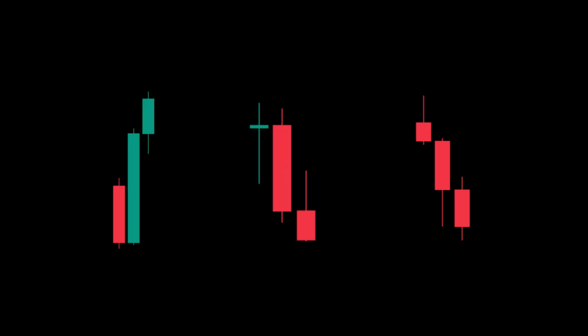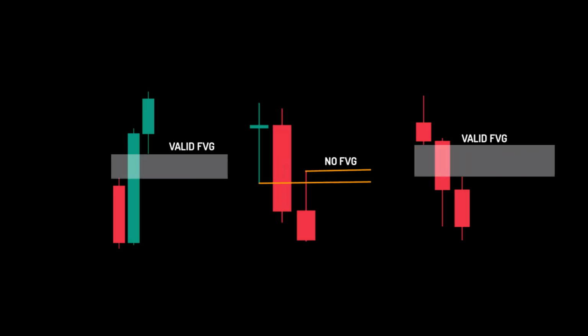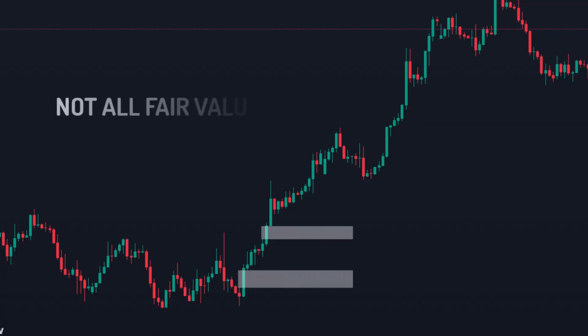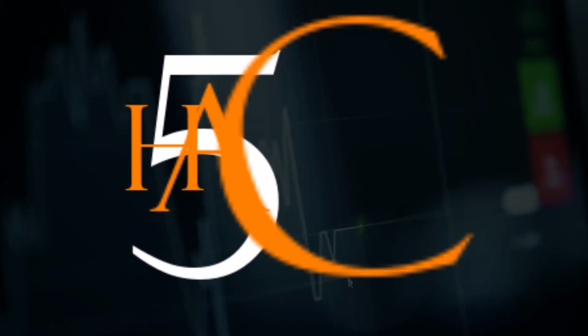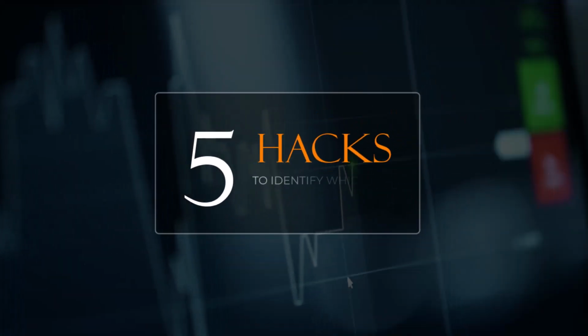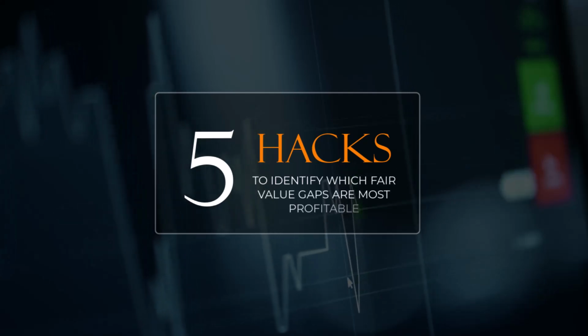Alright, so now you know how to spot and draw a fair value gap. However, as I mentioned earlier, not all fair value gaps are equal. Some have a much higher chance of giving you a profitable trade. So now I'm going to share 5 hacks that I use to help you identify which fair value gaps are the most profitable.